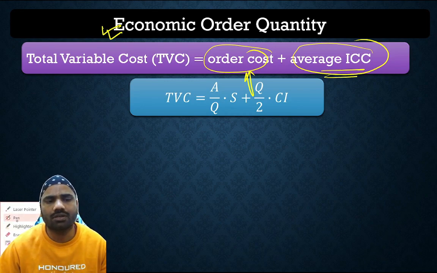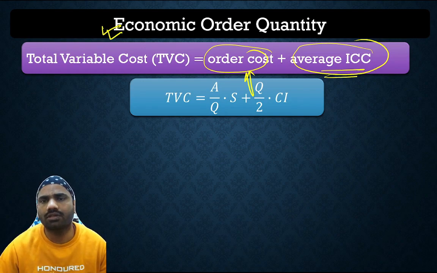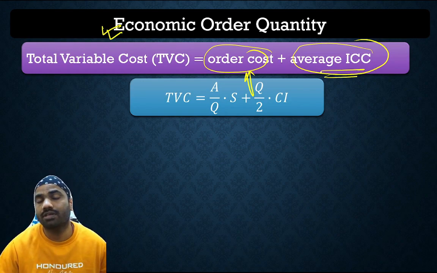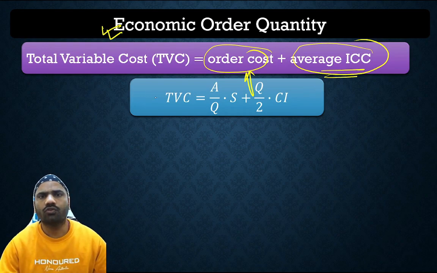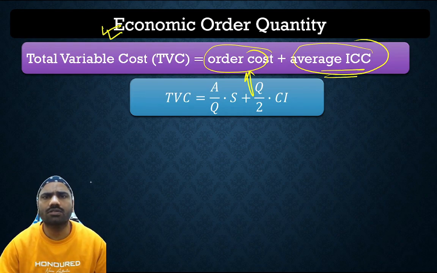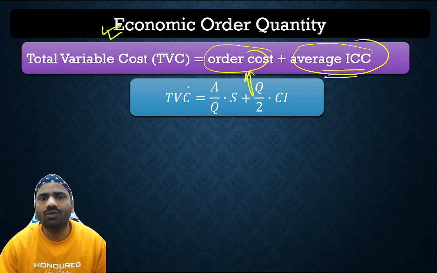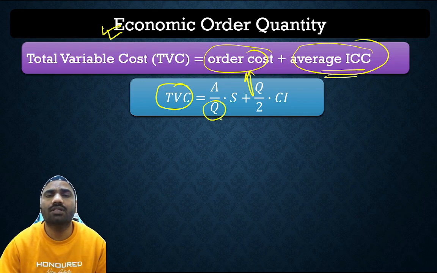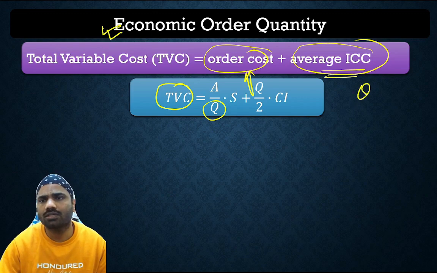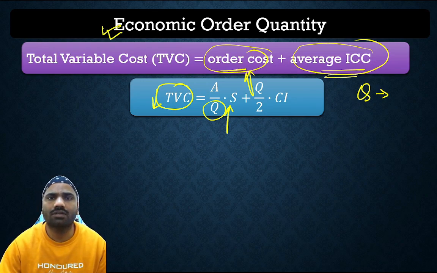In this term, we have two different costs: one is the ordering cost, and another is the average inventory carrying cost. What is happening here is that this total variable cost is decreasing with the increase in the lot size, or order quantity. We have Q as order quantity. If you increase the order quantity, this total variable cost decreases because ordering cost will decrease.